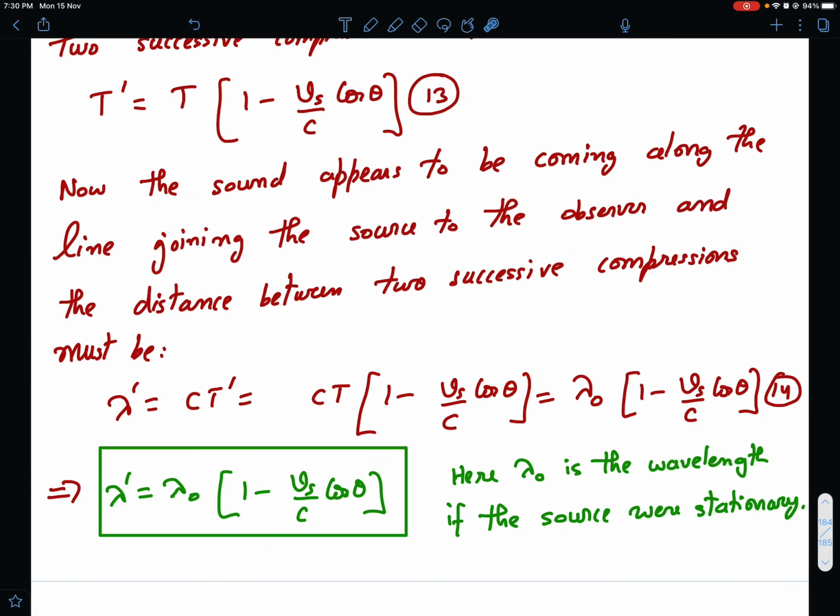Okay, so that was my analysis of the oblique Doppler effect, or rather, with the proper English, I should say it is the analysis of the Doppler effect with oblique approach between the source and observer.